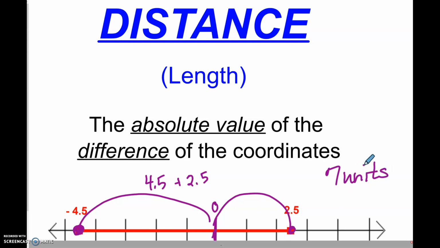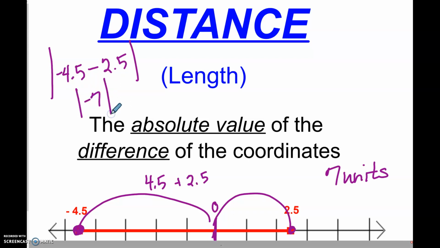Okay, so now if we use this absolute value of the difference, there's two ways we can do it. One way, putting in the absolute value, we start at -4.5, and the difference means we're going to subtract the other number, which is 2.5. So now if we take -4.5 minus 2.5, we have the absolute value of -7, and the absolute value of -7 is 7.